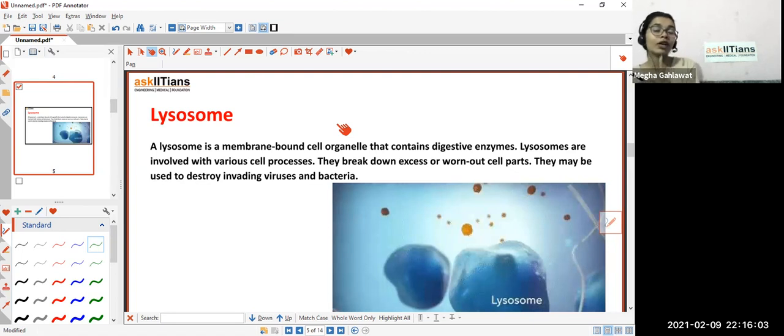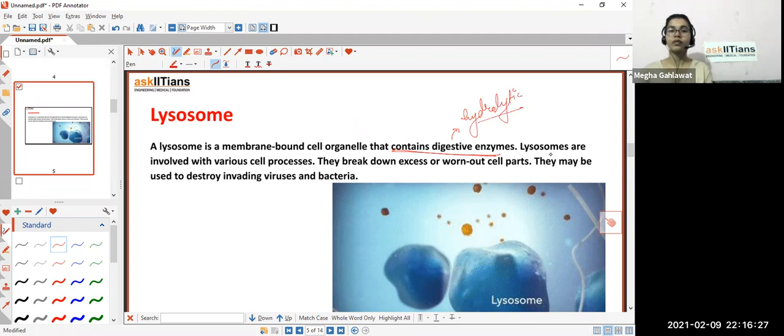But the hydrolytic enzymes which the lysosomes have can digest the cell itself, hence causing the death of the cell, right? We're going to go with the keywords: contains digestive enzymes, or hydrolytic enzymes, hydrolytic and digestive, one and the same thing. These are involved with various cell processes.